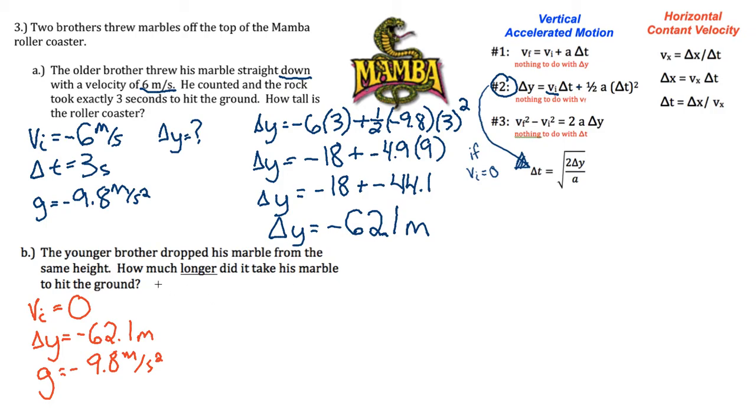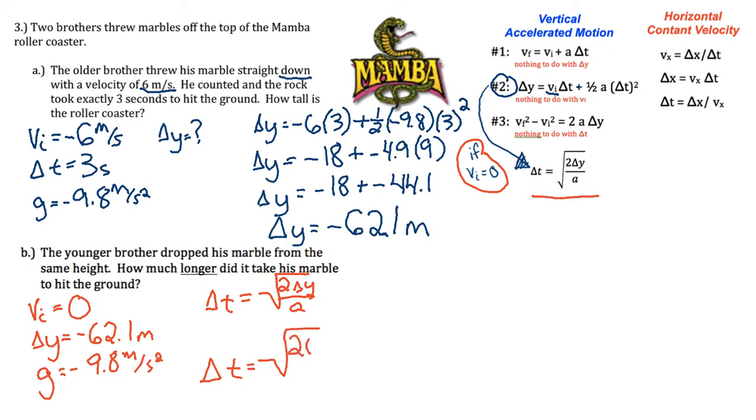They're asking how much longer did it take. So we need to find out how much time it took the one that was dropped to fall. Well, since our velocity initial is 0, check out that little note. We can use the square root equation that we use a whole lot. delta t is equal to the square root of twice your height divided by the acceleration. So plugging those things in, delta t is equal to the square root of 2 times the height of negative 62.1 divided by our acceleration of gravity, negative 9.8.